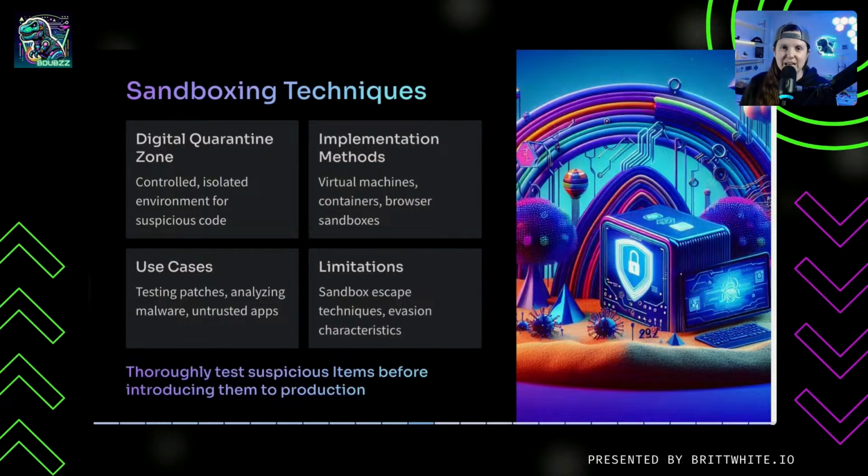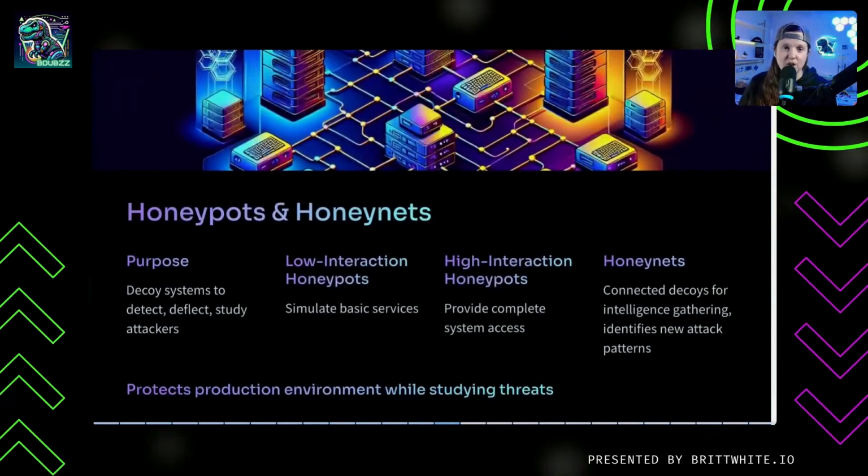Make sure you thoroughly test anything suspicious or untrustworthy before setting it free in your environment. Now, honeypots and honeynets are decoy systems or networks that detect, deflect, and study attackers. Low interaction honeypots simulate basic services, while high interaction honeypots provide complete system access so you can study attacker behavior in depth. When connected together as honeynets, they create a powerful intelligence gathering system that identifies new attack patterns while keeping your production environment protected.